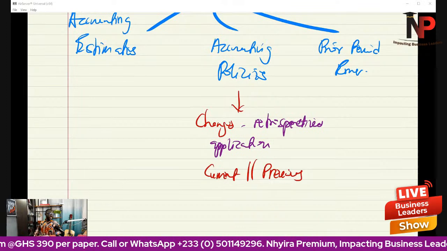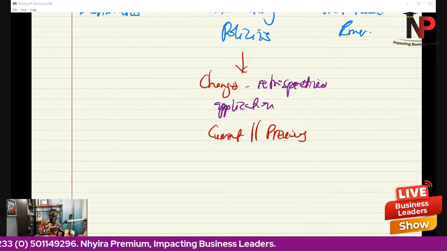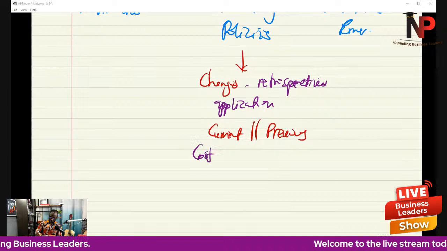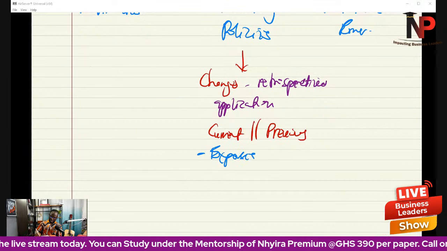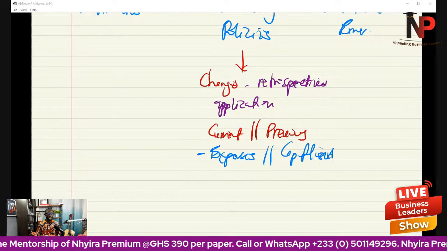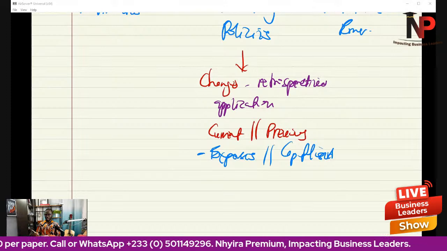So for instance, if an entity was classifying or writing off a cost as an expense, and then all of a sudden they are now capitalizing that same cost, that is a change in accounting policy. And so it must be applied retrospectively. Okay? It must be applied retrospectively. And so that is very crucial.